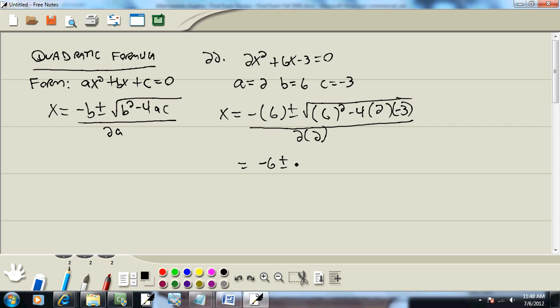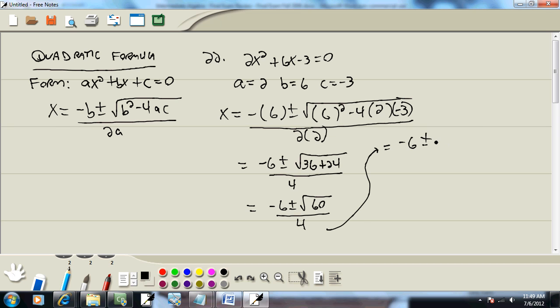So that gives us negative 6 plus or minus the square root of 6 squared, which is 36. Negative 4 times 2 is negative 8, times a negative 3 gives us a positive 24, over 4. Which gives us negative 6 plus or minus the square root of 60, I believe, over 4. Which simplifies, I believe.